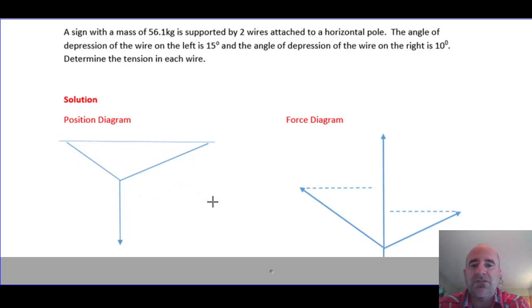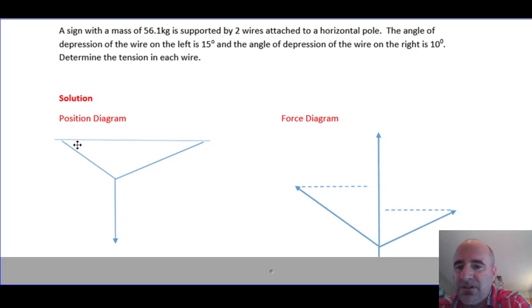So the 2 wires, if you want to think about a vector, they apply a force in this direction and a force in this direction. So like that and like that. Okay, but this is just a picture of what it actually looks like. So I'm actually going to get rid of those for now. Okay, and of course we have the angle of depression on the left is 15 degrees. So we have a 15 degrees here and a 10 degrees here. Okay. Now the sign is 56.1 kilograms.